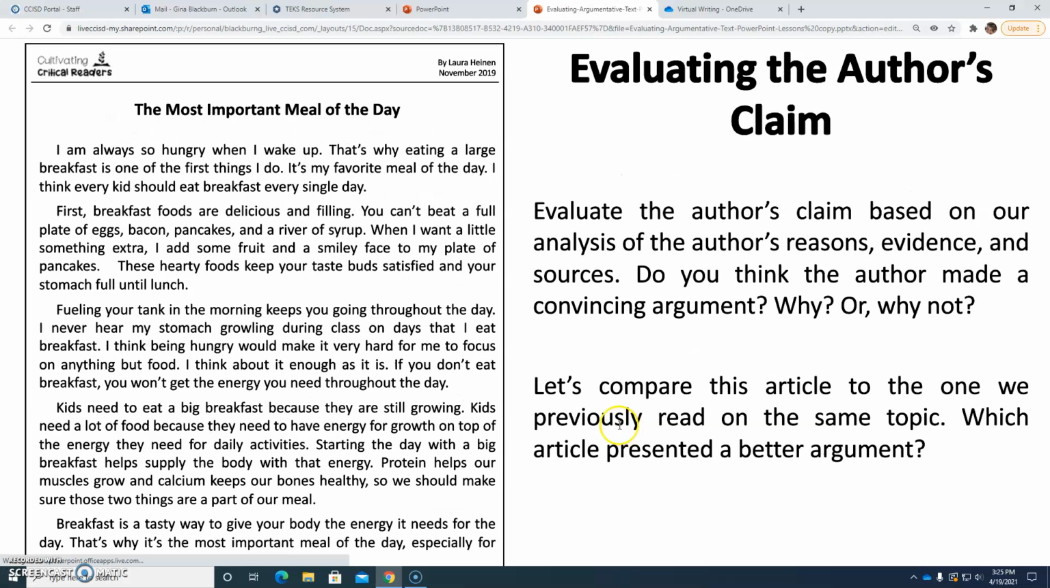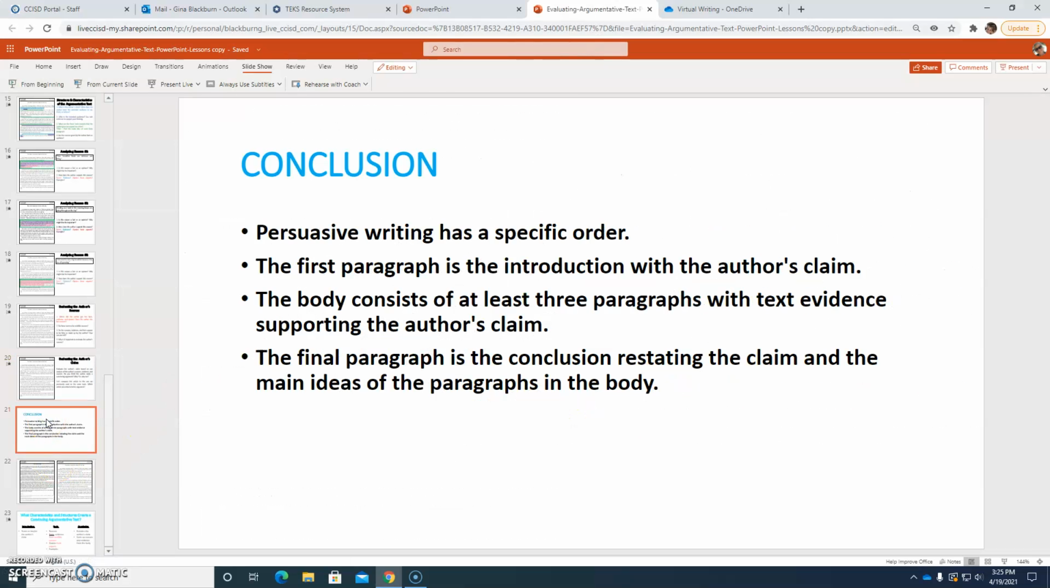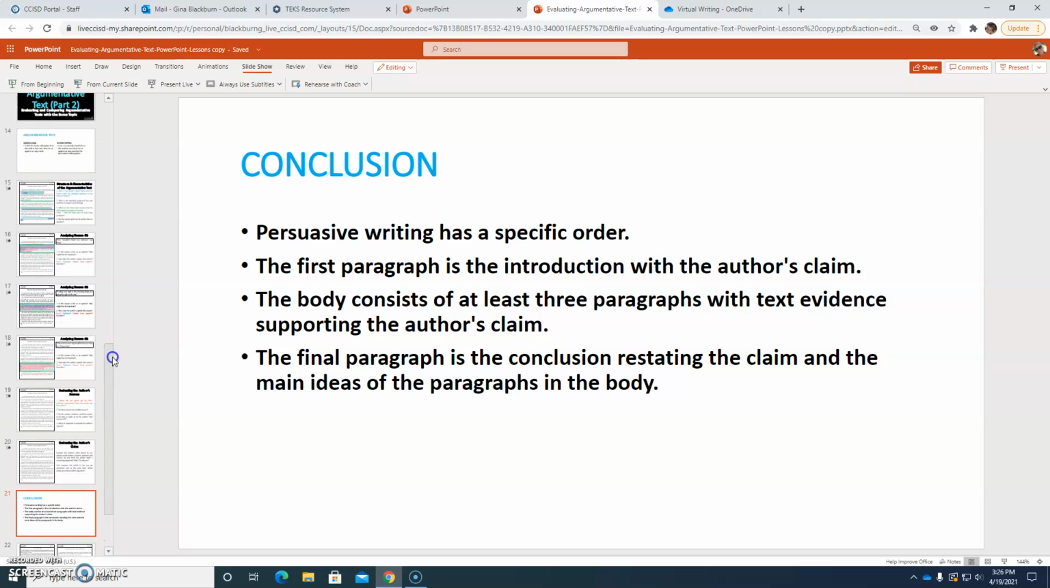Okay, so to wrap things up, in conclusion, persuasive writing has a specific order. The first paragraph is the introduction with the author's claim. The body consists of at least 3 paragraphs with text evidence supporting the author's claim. And the final paragraph is the conclusion restating the claim and the main ideas of the paragraphs in the body. You will have an assignment in Schoology to help you work on these specific parts of argumentative text. And if you have any questions, please reach out to your teachers.